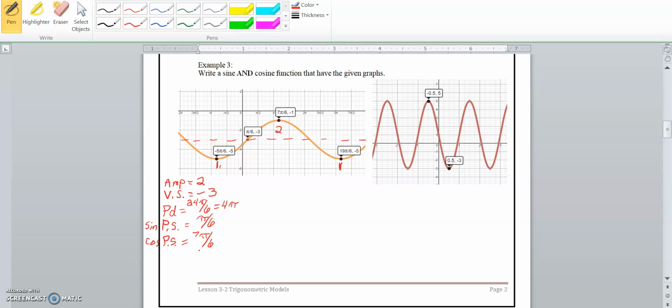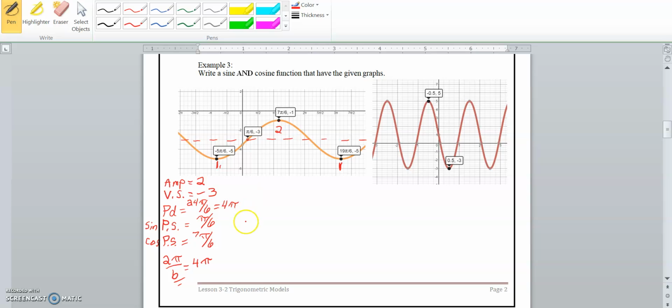From here, I'll start writing. To find b, I'll add that right down here. Our period is equal to 2 pi over b. We determined that the period in this graph is 4 pi. So that's 2 pi over b equal to 4 pi. We need to find b in order to write the equation.